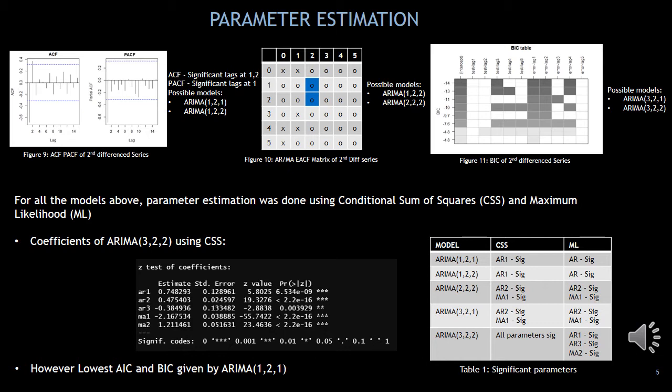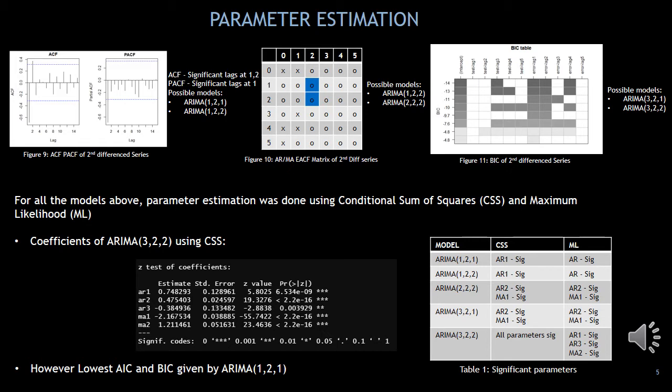So possible ARIMA models from ACF and PACF are ARIMA 1,2,1 and ARIMA 1,2,2. From EACF metrics, ARIMA models 1,2,2 and 2,2,2 were taken. BIC table shading showed possible ARIMA models as ARIMA 3,2,1 and ARIMA 3,2,2.